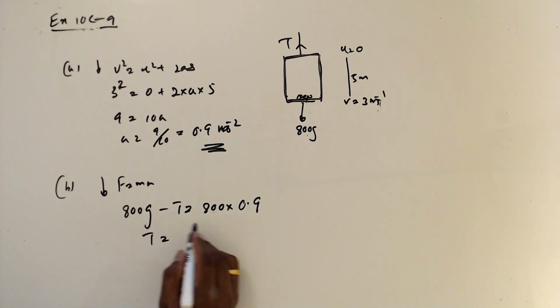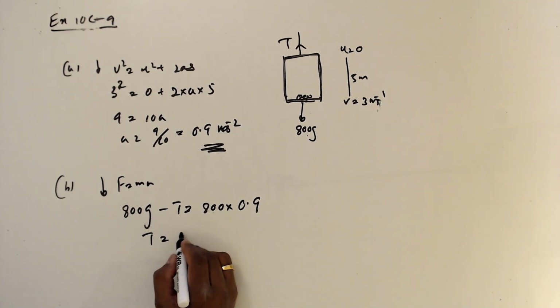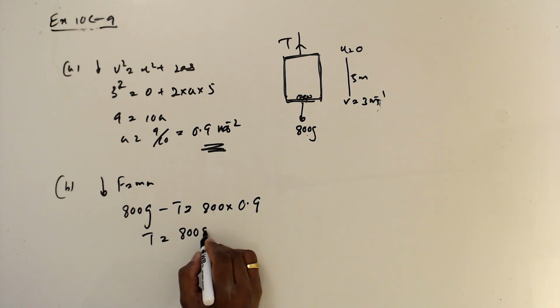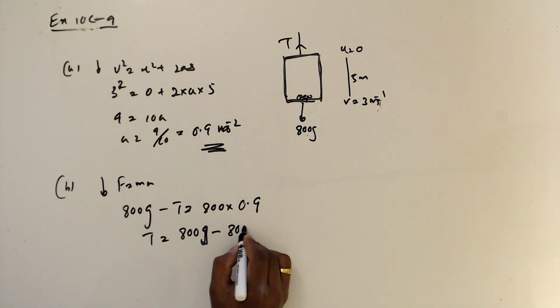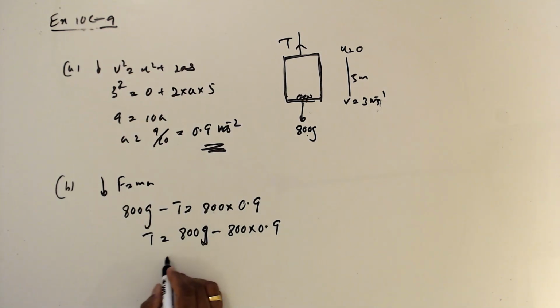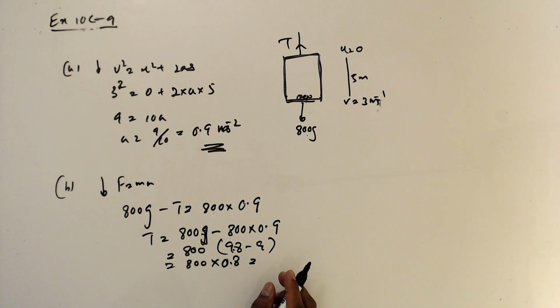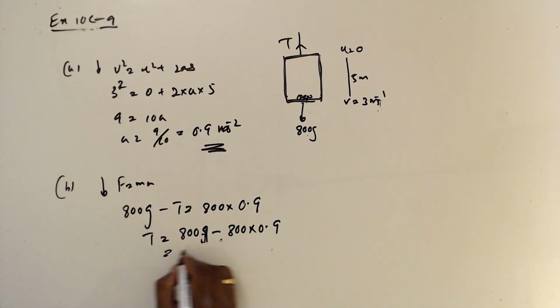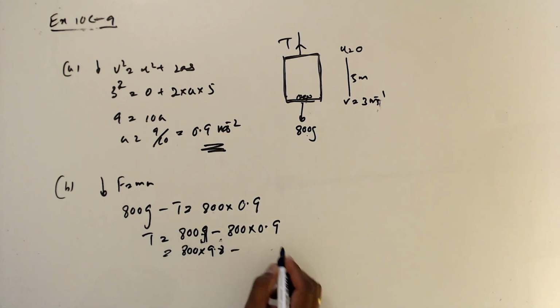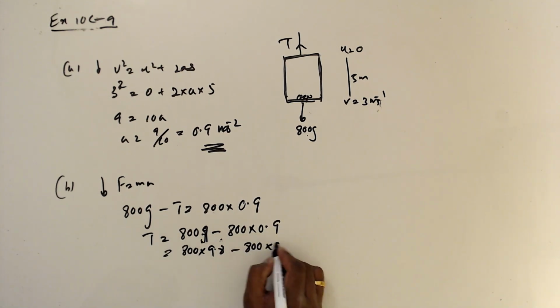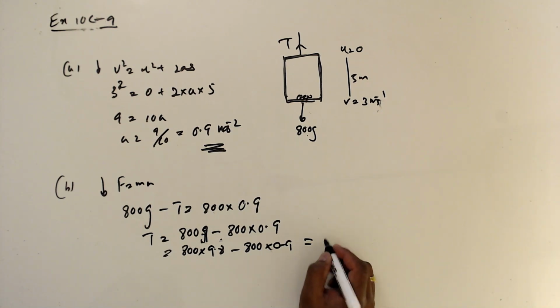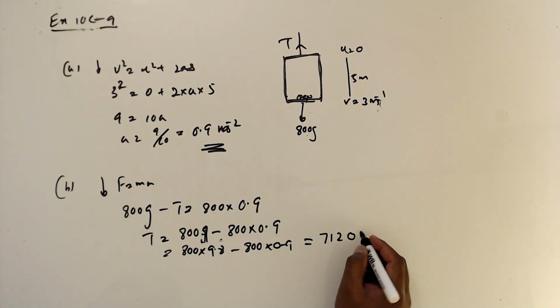So T equals 800G minus 800 times 0.9. Factorizing 800, this is 9.8 minus 0.9. So 800 times 8.9. There's a bit of calculation error. So this is 800 times 9.8 minus 800 times 0.9. So you will get 7120 Newton.